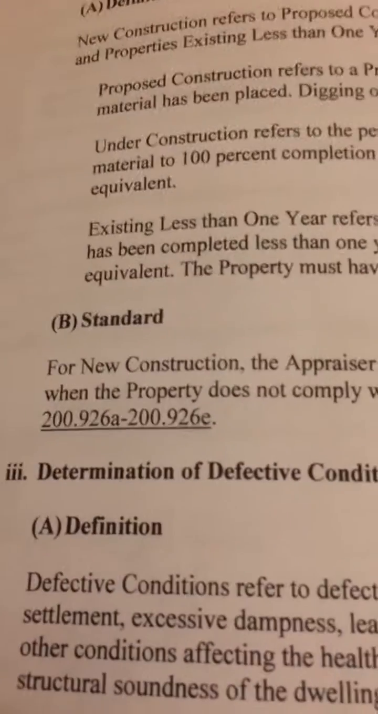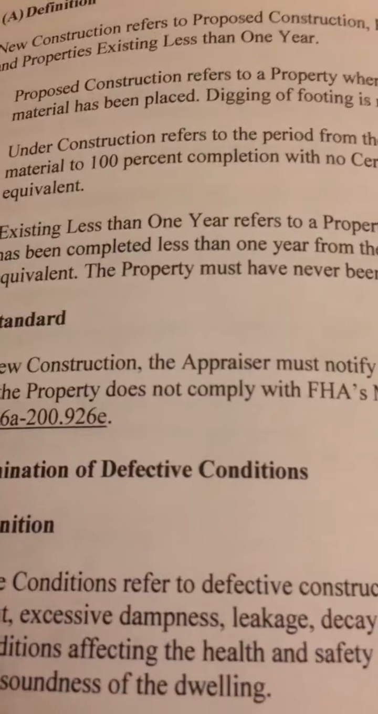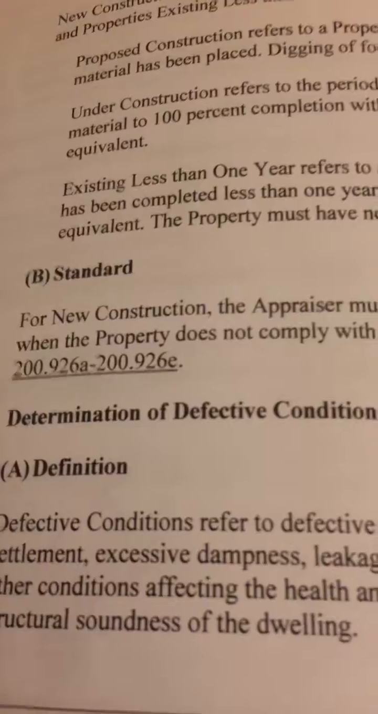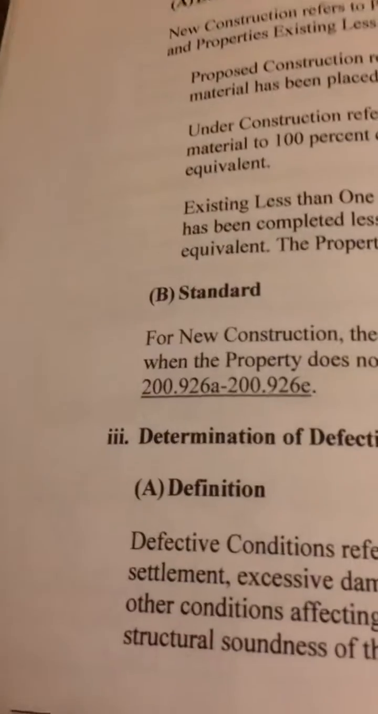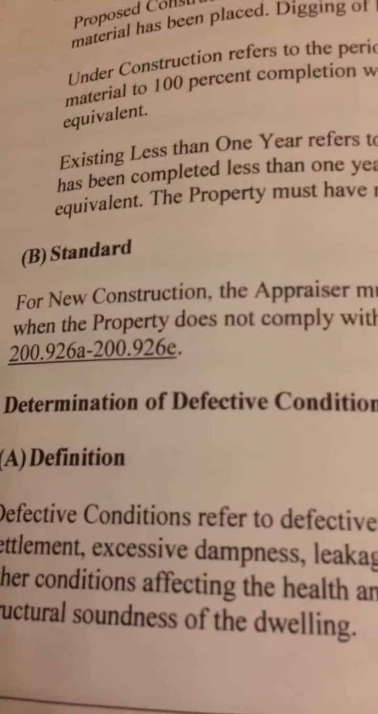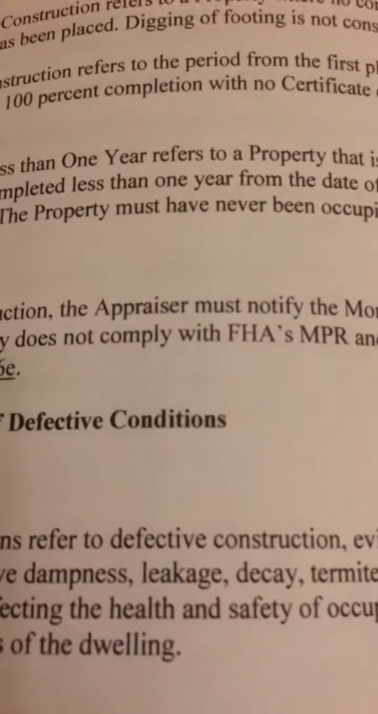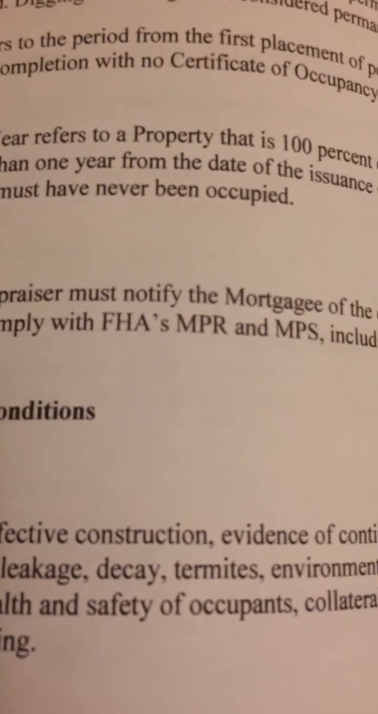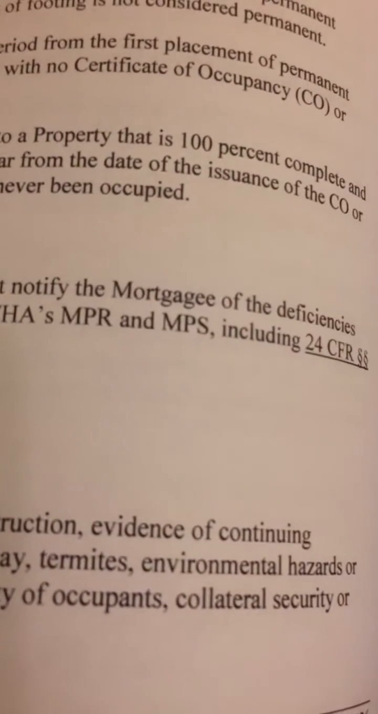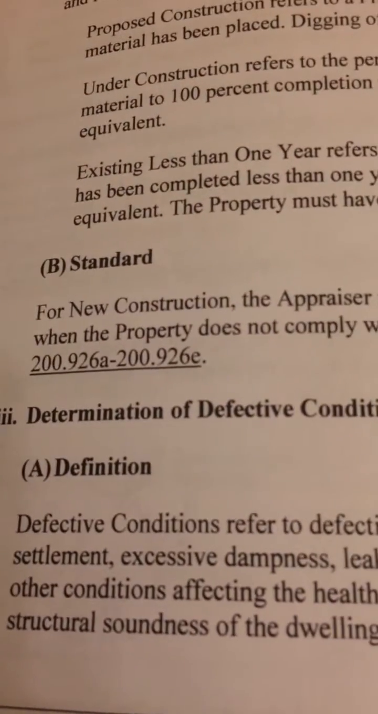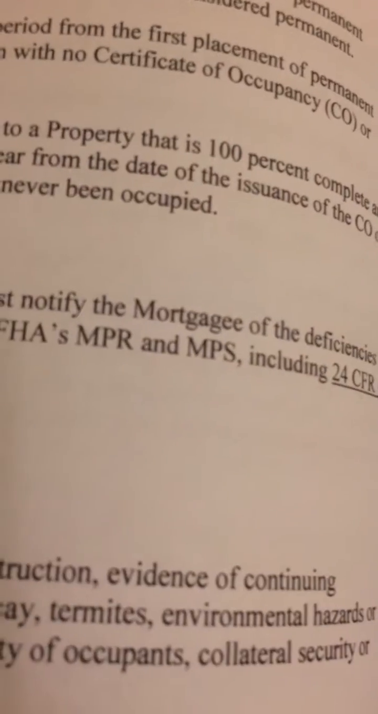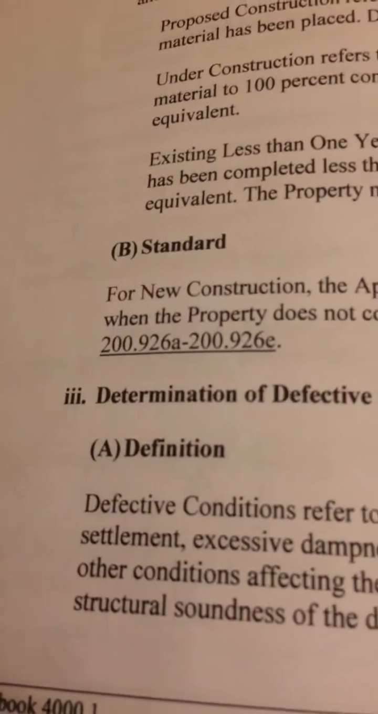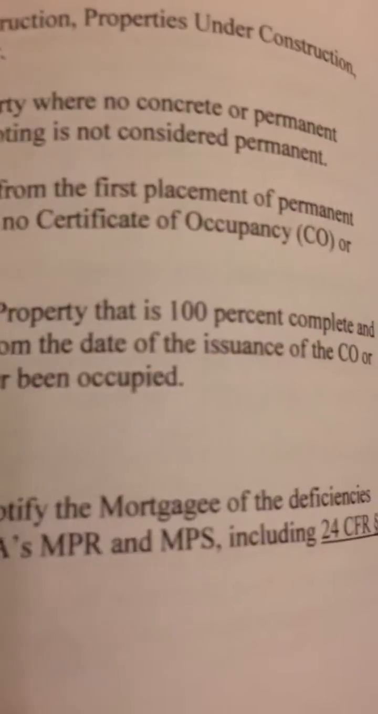3. Determination of defective conditions. A. Definition. Defective conditions refer to defective construction, evidence of continuing settlement, excessive dampness, leakage, decay, termites, environmental hazards, or other conditions affecting the health and safety of occupants, collateral security, or structural soundness of the dwelling.